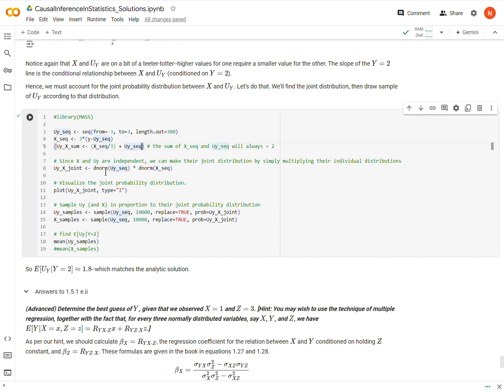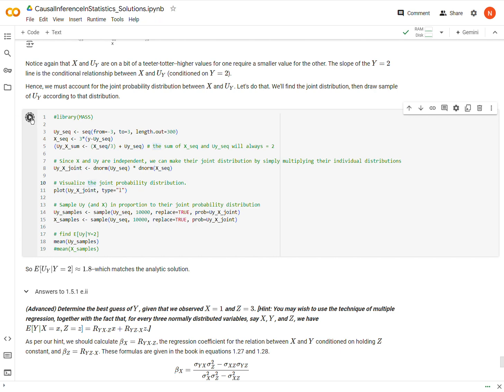Now, what I'm ultimately going to do is sample u of y, but I can't sample u of y from its own distribution. We have to take into account the joint distribution between u of y and x. To create that joint distribution, I have this right here. I'm multiplying the probability distribution of u of y by that of x, and I'm going to draw my samples from there. I've also done it for x, but we don't need them. Then I'm just going to look at the mean of my u of y samples.